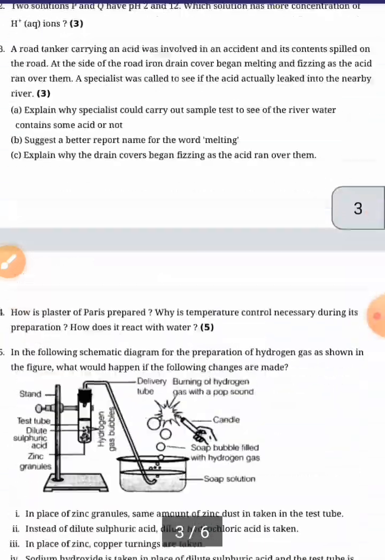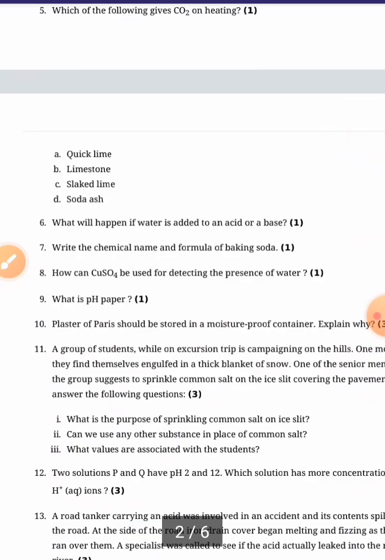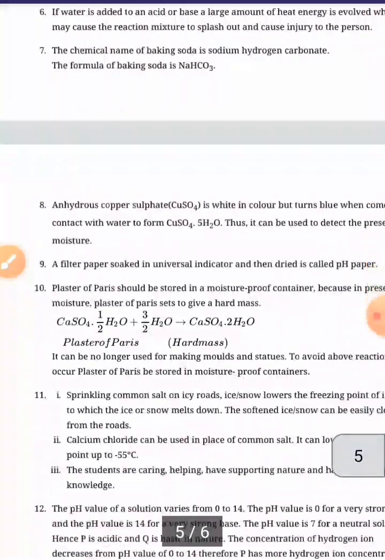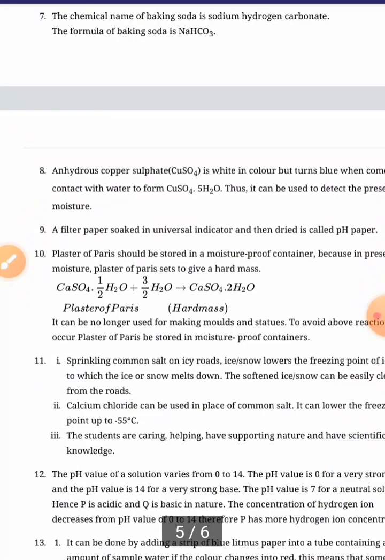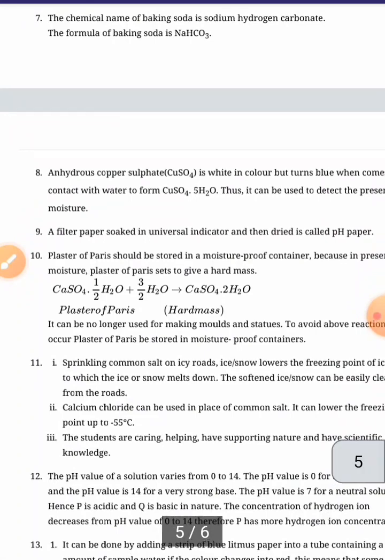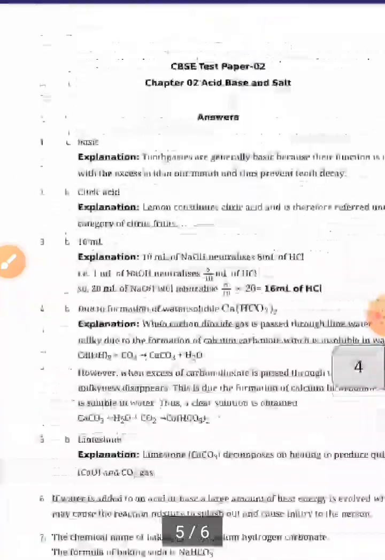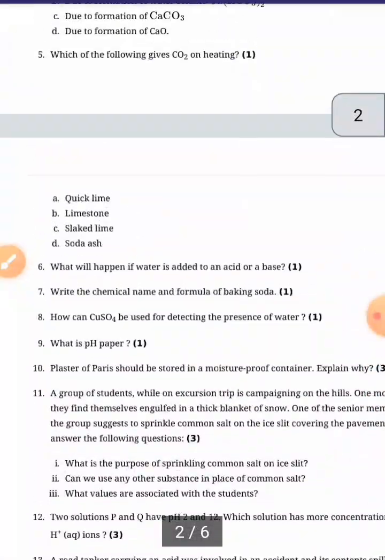Now come to question number 9. What is a pH paper? As you have all seen the pH paper, a filter paper soaked in universal indicator and then dried is called pH paper.